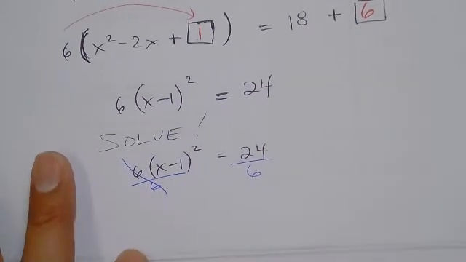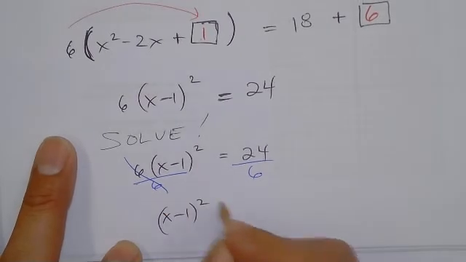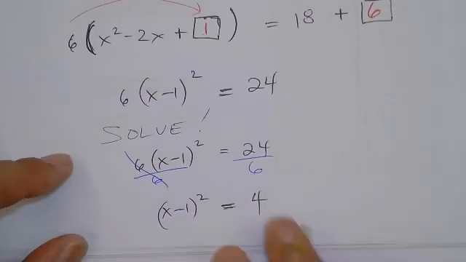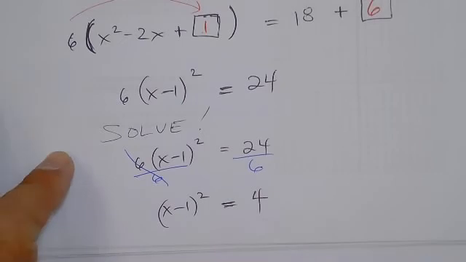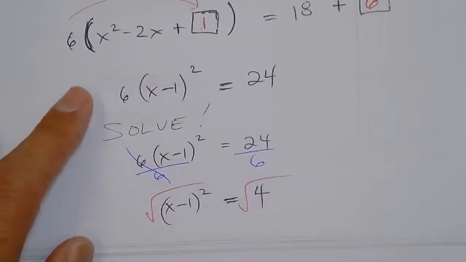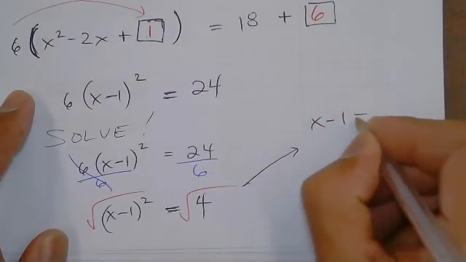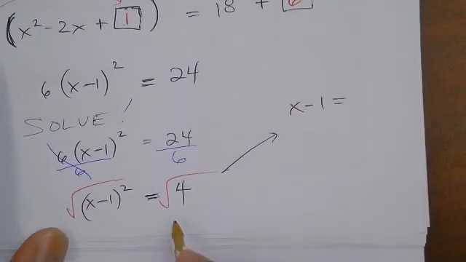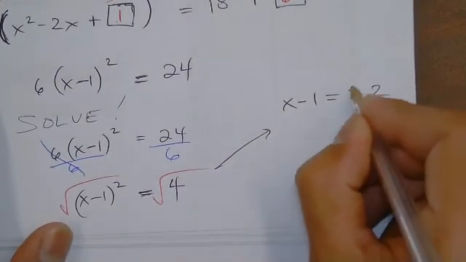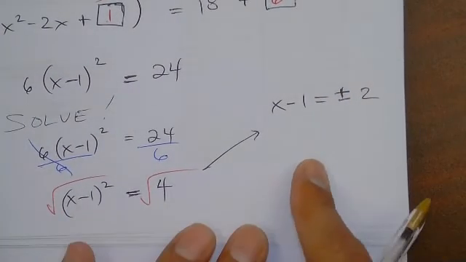So really, here's the problem that you're going to finish up. What is it? (x minus 1) squared equals 4. That's the one you can finish up. You square root both sides. And what is that going to give you? x minus 1 equals plus or minus, and the square root of 4 is 2. It's a perfect square root number.